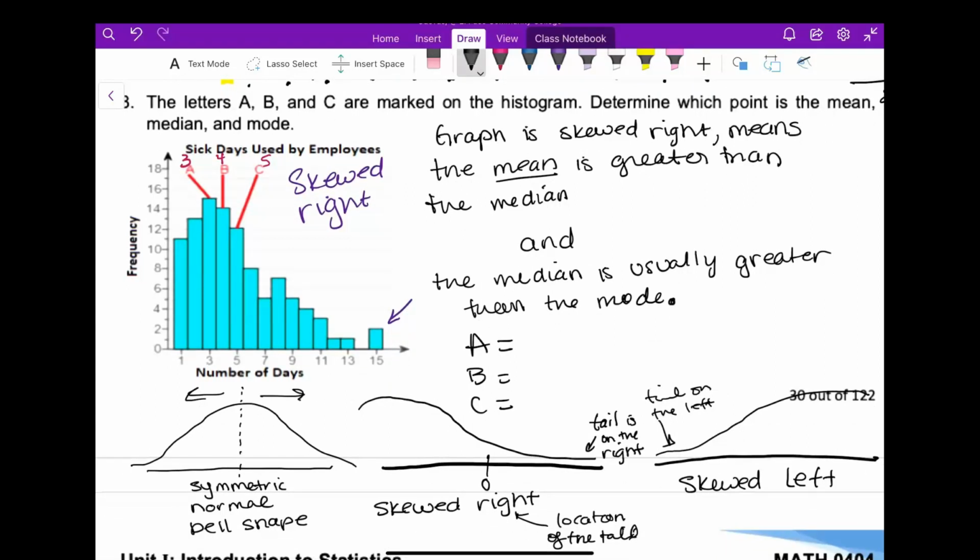Ready? Let's tackle this. It says the mean is greater than the median. So if 5 is the mean, then B, which is 4, would be the median. And it says the median is usually greater than the mode. So we're going in order. In a graph that is skewed right, the mean will be the biggest value, which is C. The median will be smaller than the mean, which is B. And the mode is usually smaller than the median. So this is going to be the mode here.